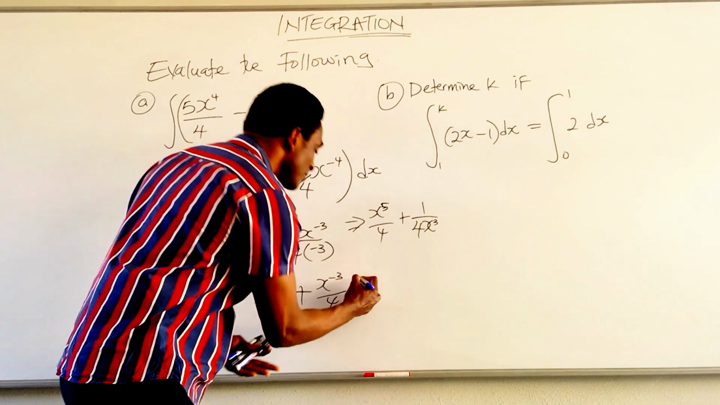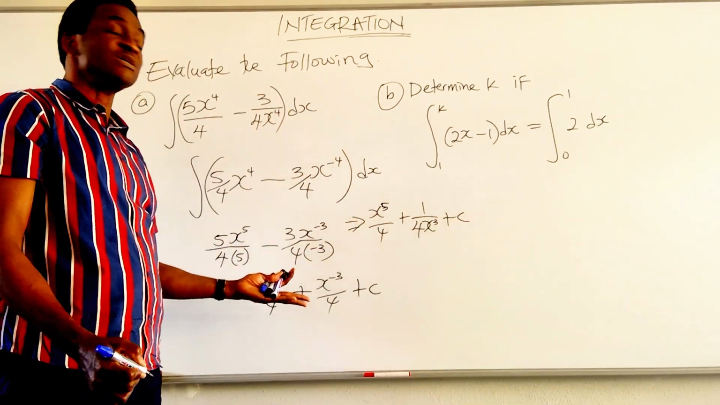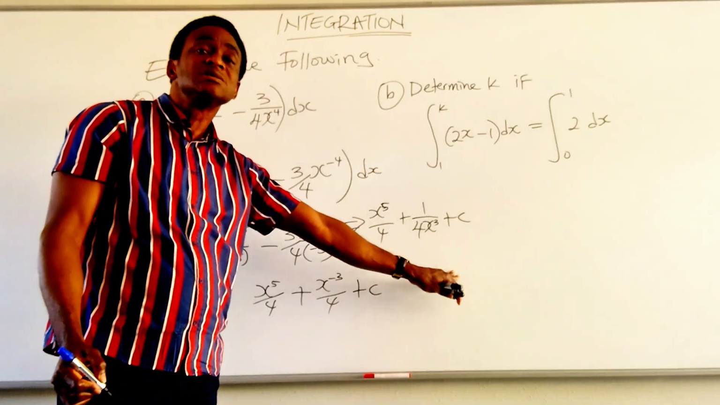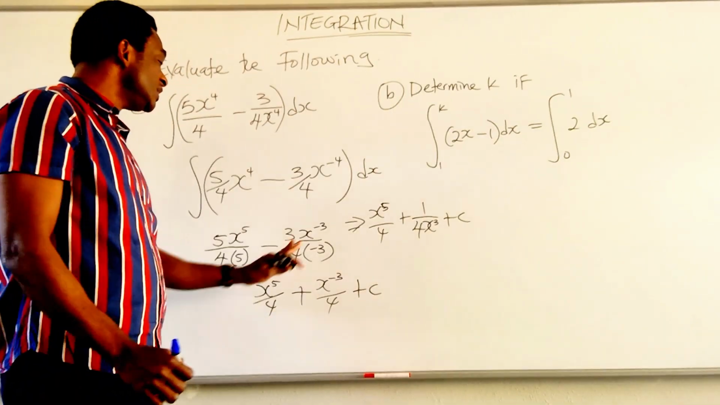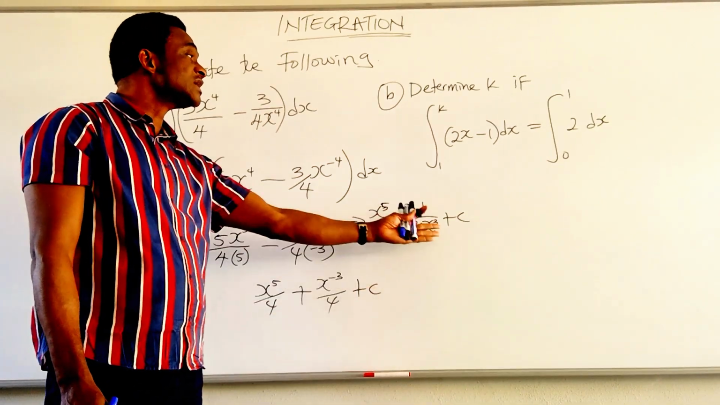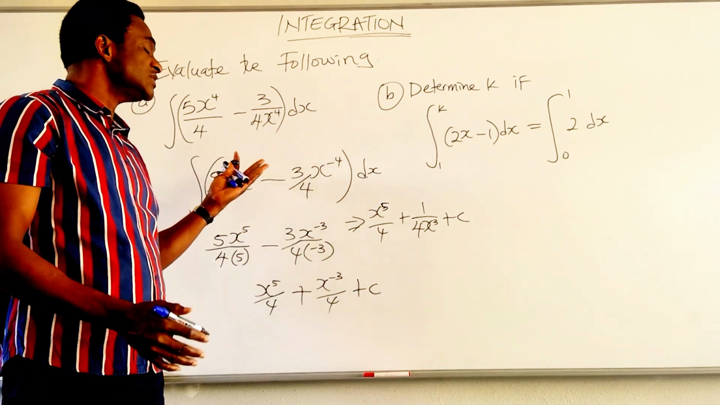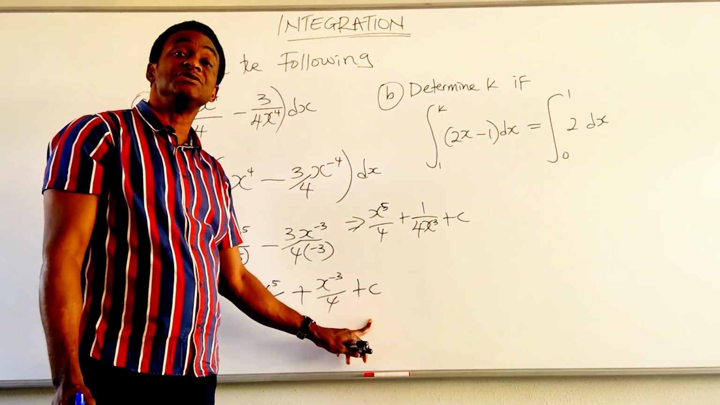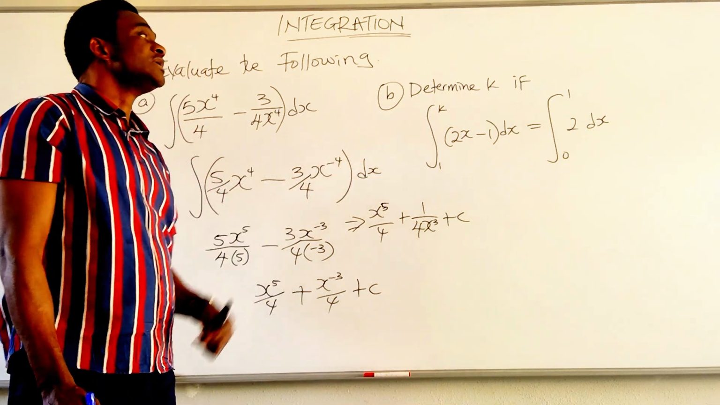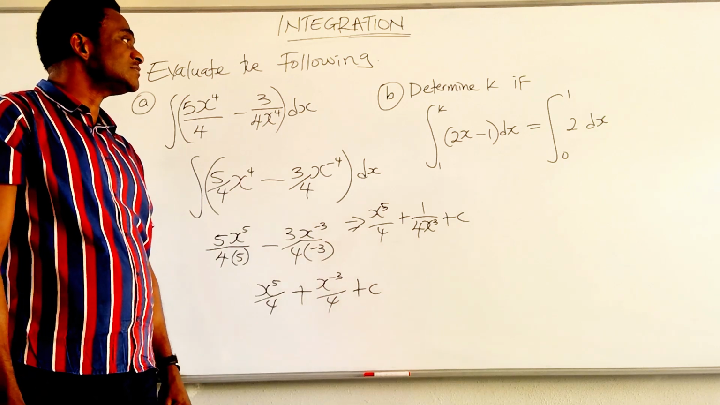So remember, plus c, that makes it an indefinite integral because we don't know what the constant of integration is at this point. This represents the constant of integration. So when we are working with indefinite integral, please always remember to add your c because of the constant of integration. Let's look at the second question.